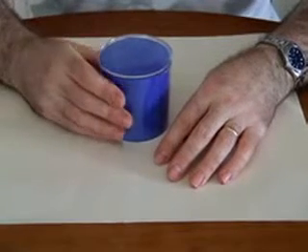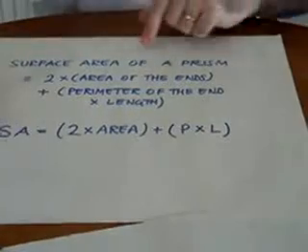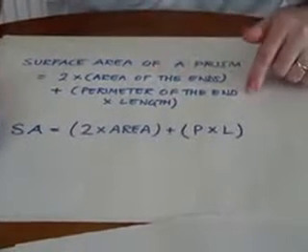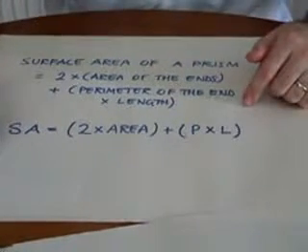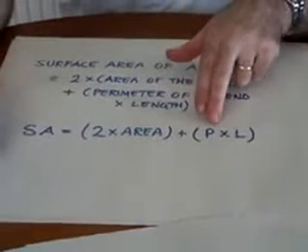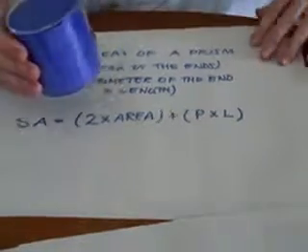Basically, to find the surface area of any prism, what we must remember is the surface area is twice the area of the ends plus the perimeter of the end times the length. Or if you like, it's the surface area is twice the area plus the perimeter times the length. So let's look at how that works out for this cylinder.